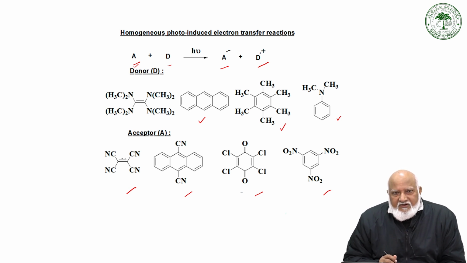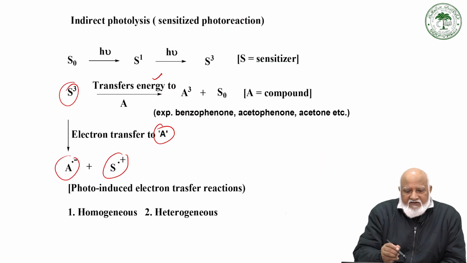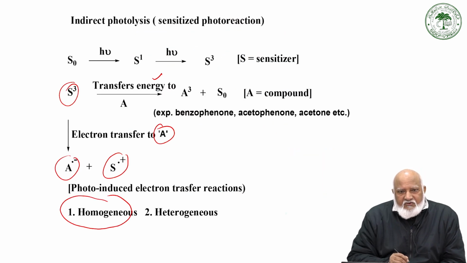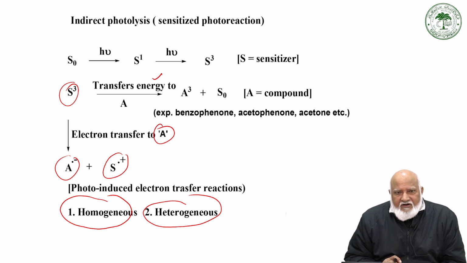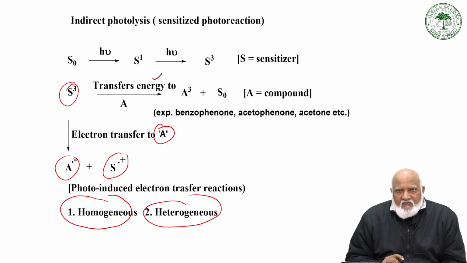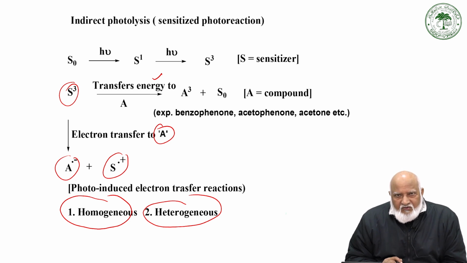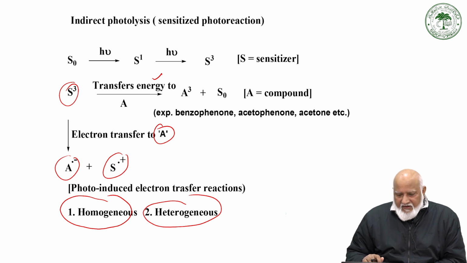These photoinduced electron transfer reactions are again of two types as mentioned here: homogeneous photoinduced electron transfer reaction as well as heterogeneous photoinduced electron transfer reaction. Homogeneous, as the name indicates, means both donor and acceptor are soluble in the medium and it is a single phase reaction. A heterogeneous photoinduced electron transfer reaction is a biphasic reaction where one phase is soluble and the other phase is not soluble in the solvent medium, and hence the reaction takes place on the surface.